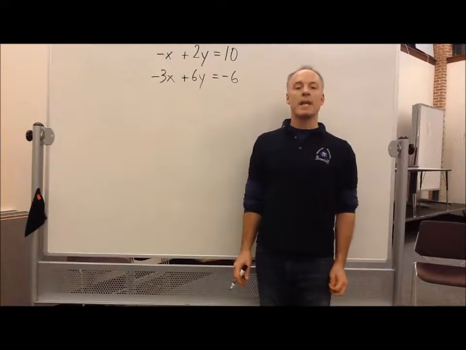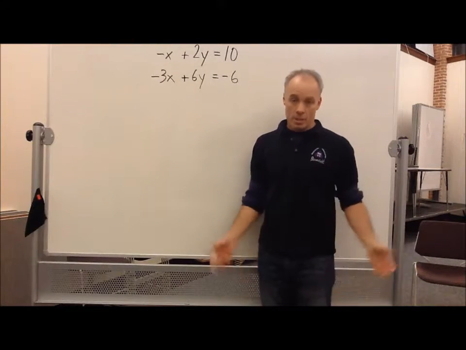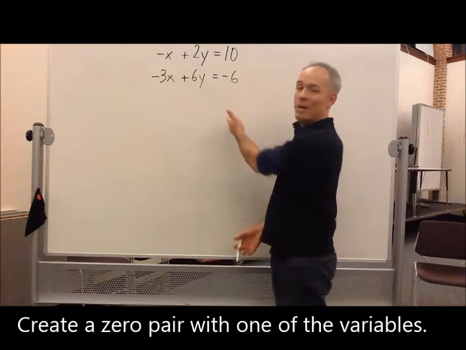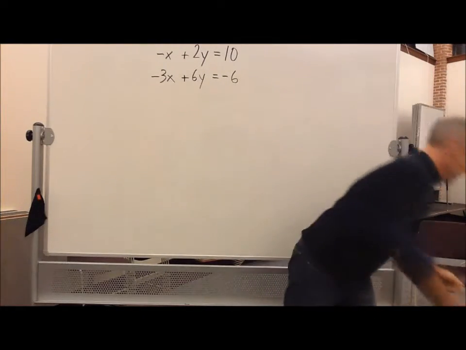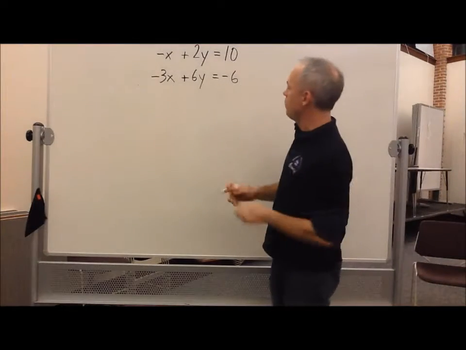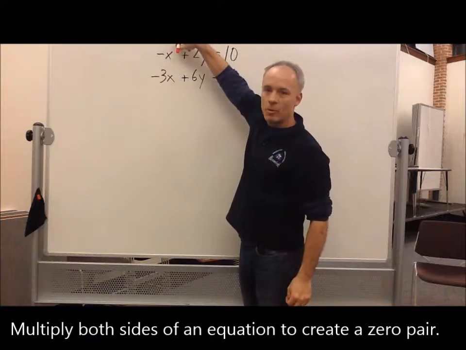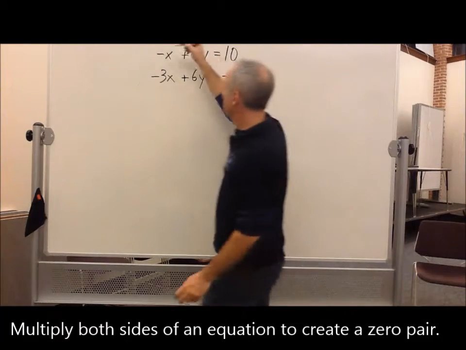Let's look at another example of a system of equations we'd like to solve using elimination. So the first step is to create a zero pair with one of the variables. We don't have a zero pair in this equation, but we can create one. We could create a zero pair by multiplying that first equation by negative 3.